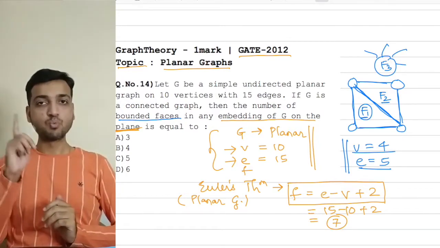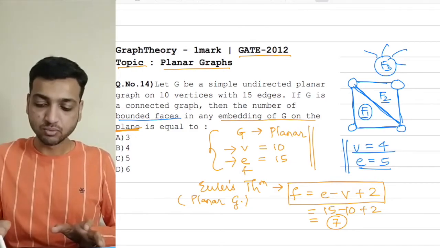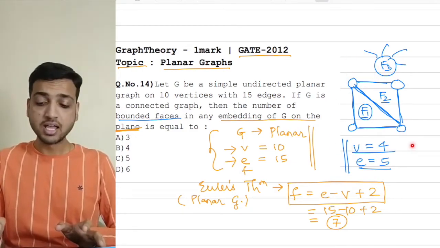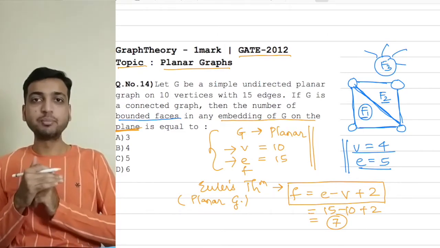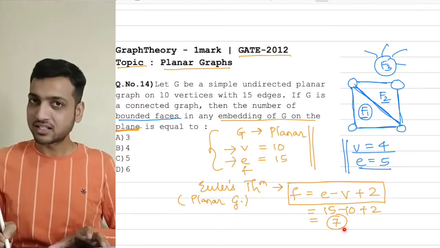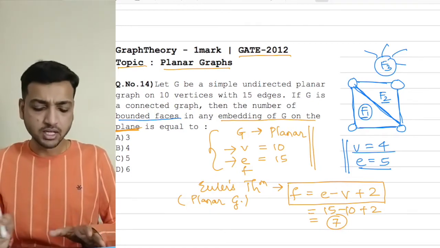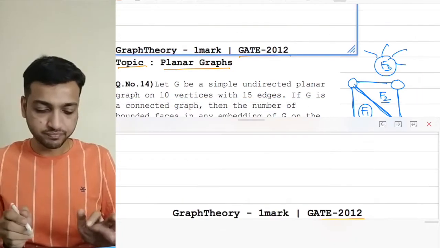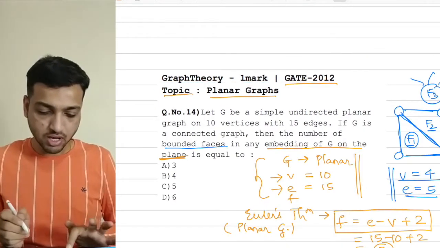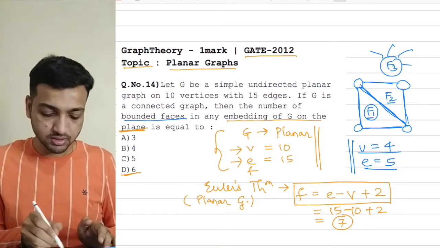Now, out of those 7 faces, 1 will always be unbounded. This one will not have any bounding edges, and the remaining n minus 1 faces will be bounded. They will be closed. So we have got 7 as our number of faces. We'll just subtract 1 from there, so it will be 6. So the answer becomes 6. So the answer is equal to D, option 6.